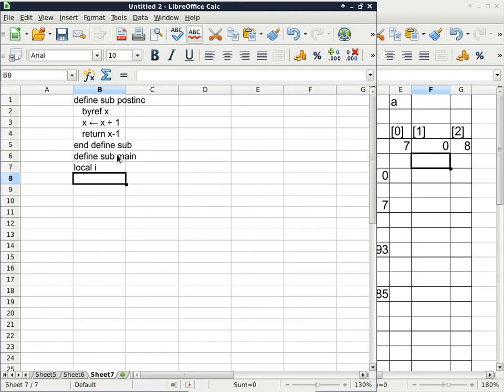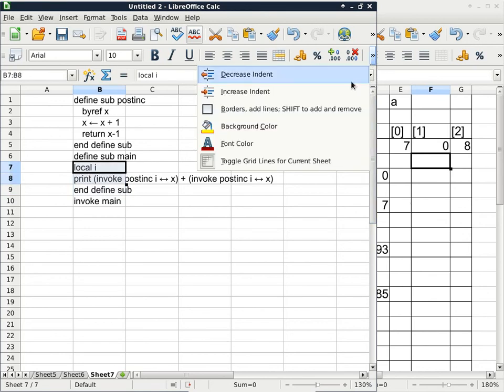Trying to think of something to do. Let's do this. Print, invoke post increment, using I to specify x, and then we'll do it again. Okay, so we have two invocations of post increment. Both are using I, and we'll try to figure out what this code is going to print. And define sub, invoke main. There we go. So that's our entire algorithm.